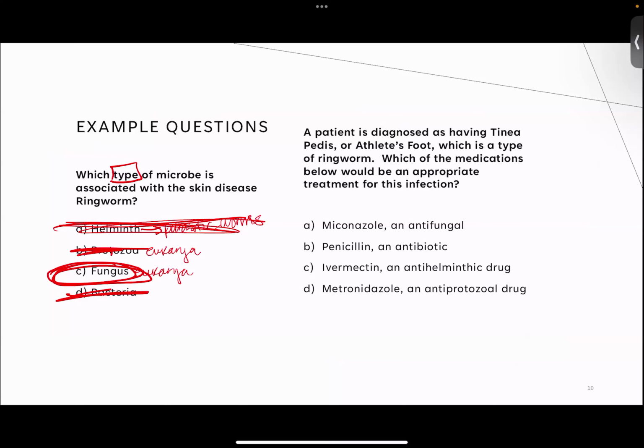So next, a patient is diagnosed as having tinea pedis, or athlete's foot, which is a type of ringworm. Even if you couldn't remember that tinea pedis was athlete's foot, I gave that to you. And that athlete's foot was a ringworm, which I also gave you. You should know that ringworm, and we just got it from the previous question, I'm aware, is a fungus, right? So we should always be aware of that. So which of the medications below would be appropriate treatment for this infection?